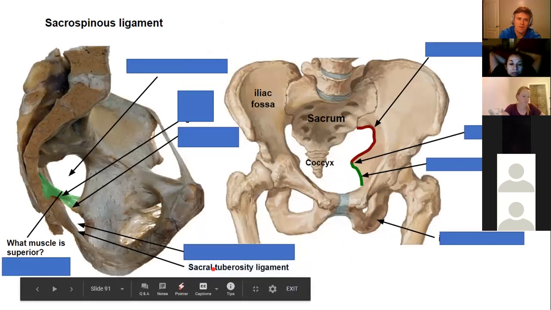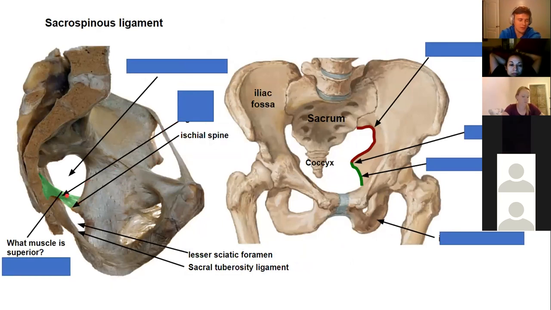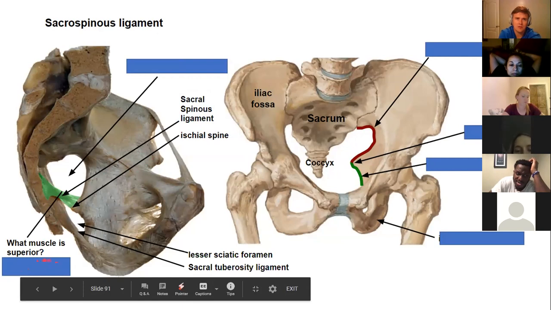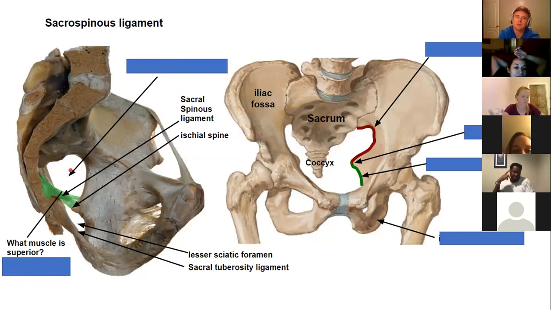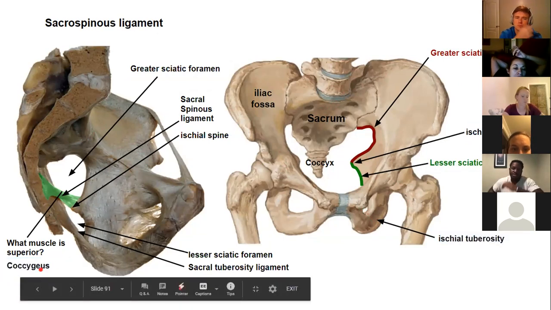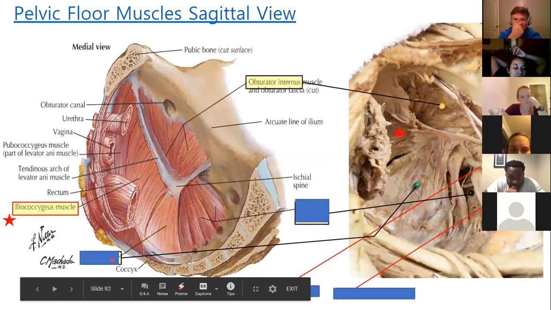Greater and lesser. Ischial spine. Sacrospinous ligament? Yeah, sacrospinous ligament. What muscle is superior? I feel like that's going to be on there. Coccygeus. Mm-hmm. He likes that. Let's see, superior. Greater sciatic foramen. Oh yeah, foramen. Ischial. Lesser. Pubis? I think that's just general. Coccygeus. Yes.